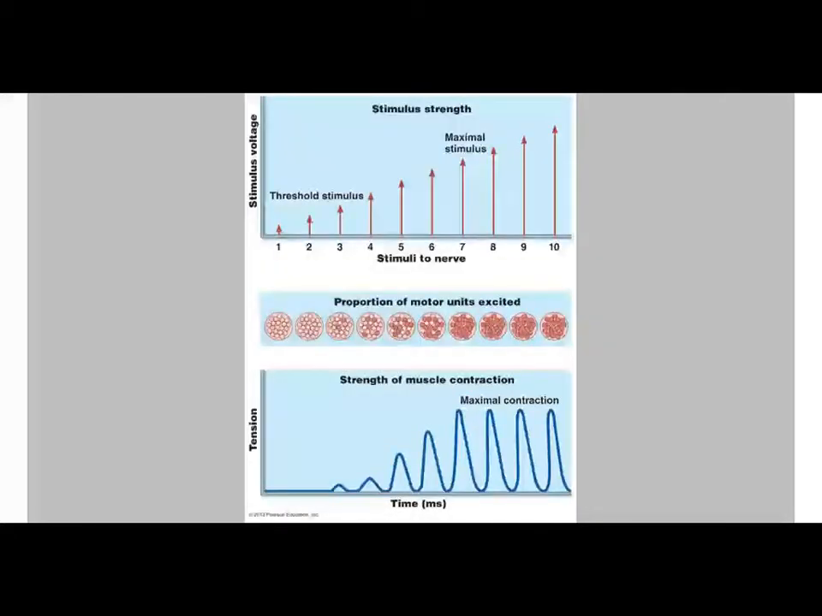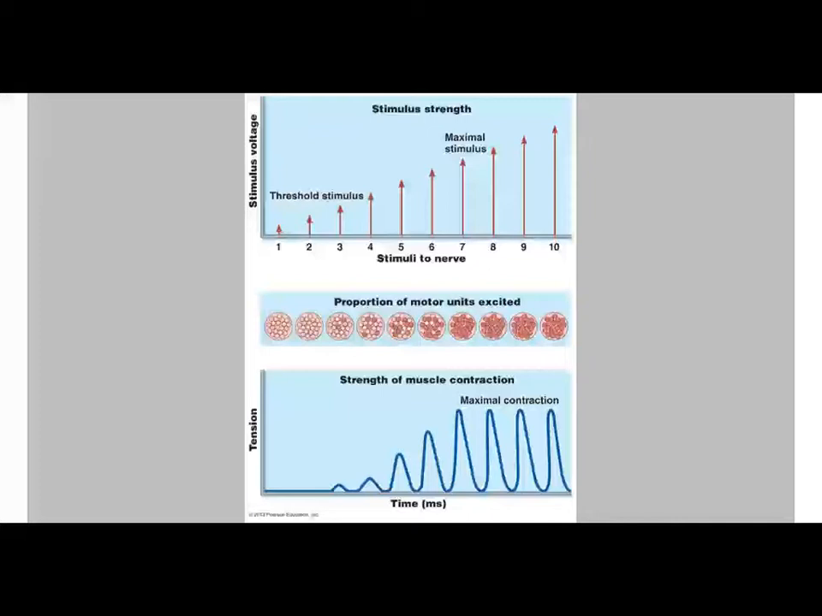So let's relate the strength of a stimulus to the strength of a contraction and to motor units. These three graphs go together, and they can be a little tricky until we understand exactly what it is that they're trying to show us. But up at the top, these red arrows represent the strength of stimulus. So this is how quickly our action potentials are arriving at a muscle. Remember, that's how we actually determine strength when we're talking action potentials, is frequency.